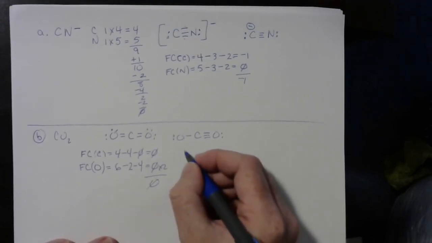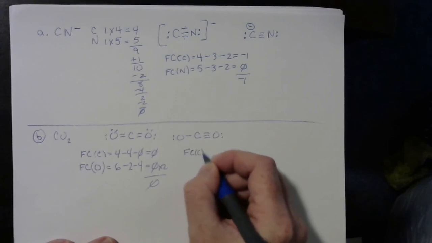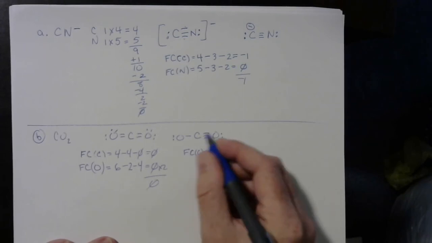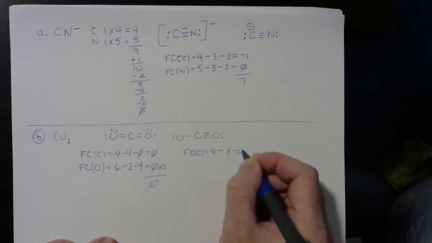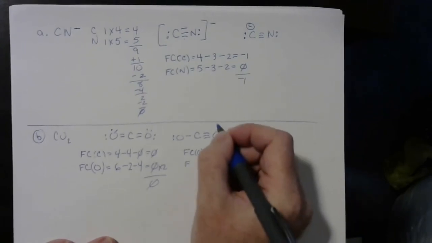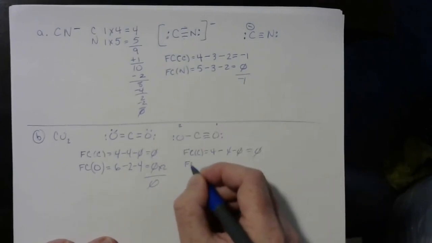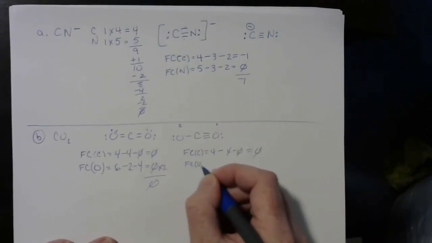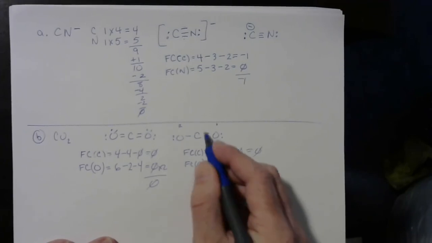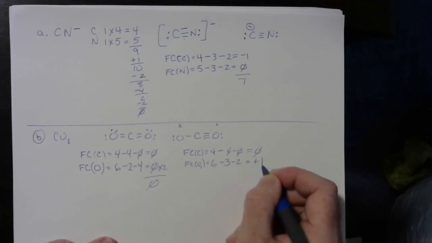Now if I consider that on the other structure, you've got 4 minus, still 4 minus 0. So that works out the same, but now the oxygens are different. We'll call this oxygen 1. We'll call this oxygen 2. So the formal charge on oxygen 1 is going to be 6 minus 3 for the bonds, minus 2 for the non-bonding electrons, and it's going to be a positive 1.